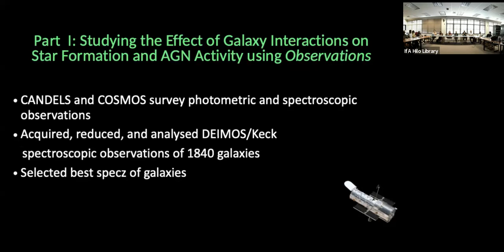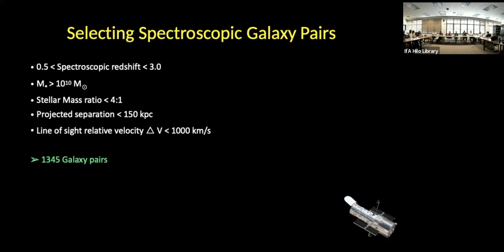I'm going to speed up a little. So I use the data from the CANDELS and COSMOS surveys, and apart from that, we also got a lot of our own DEIMOS data to identify these galaxy pairs. So I analyzed a lot of DEIMOS data, and then I selected the best spectra from all the surveys to then identify my galaxy pairs. So here are the main criteria that I used.